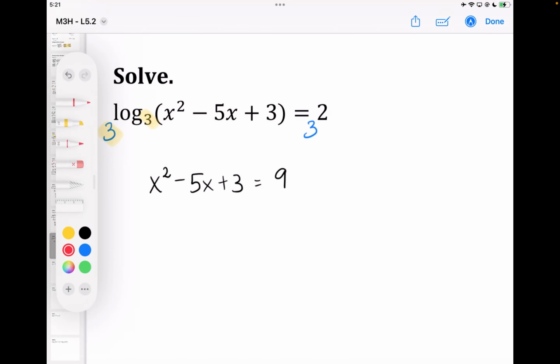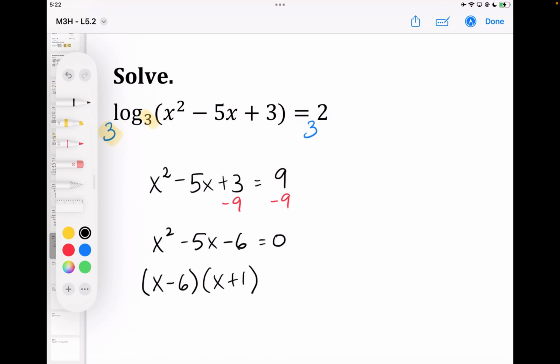Now, because I have a quadratic over here, we're going to go ahead and set this equal to 0. And then either factor, or if it doesn't factor, we use the quadratic formula. So we hope it factors so we don't have to go to the quadratic formula. But if it doesn't, quadratic formula works. So I just need to find factors of 6 that subtract to negative 5. Thankfully, we have factors that do. So x minus 6, x plus 1 would be the two factors for this problem.